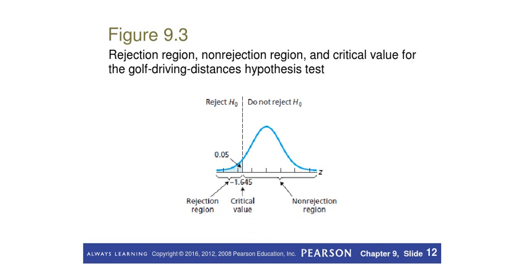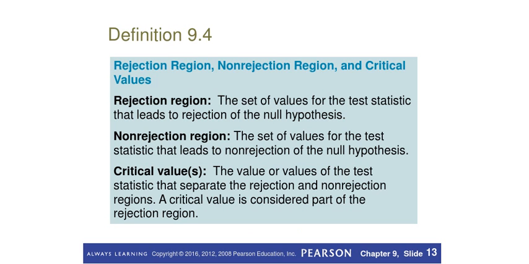Here's an example from golf driving distances, but it doesn't matter. Basically, this is what we're doing. What's the logic here? There's a rejection region, a non-rejection region, and critical values are the values of the rejection region. It's the set of values of the test statistic that leads to rejection of the null hypothesis. So we're looking for that area under the curve. Remember, the area under the normal curve is a probability, a cumulative probability. Those values that make up that rejection region lead to rejection of the null hypothesis.